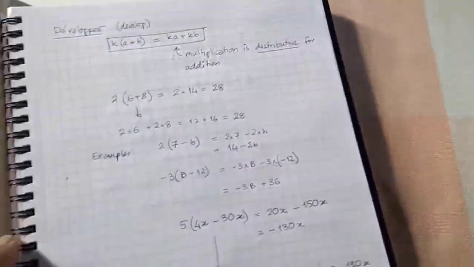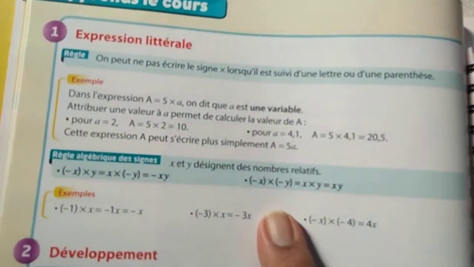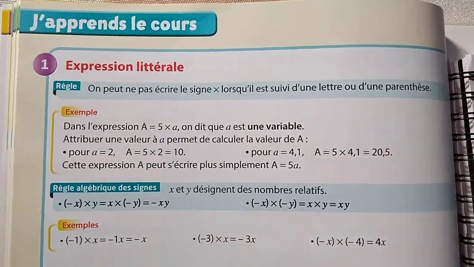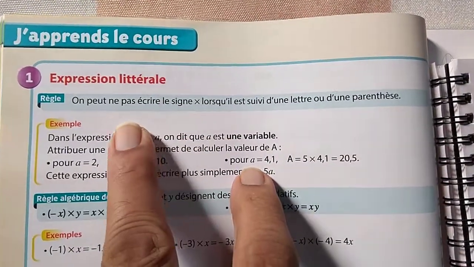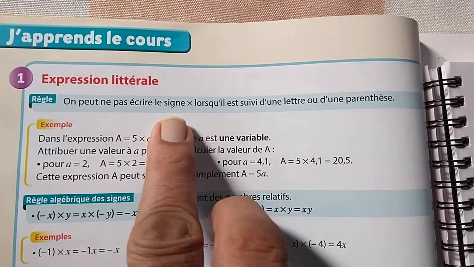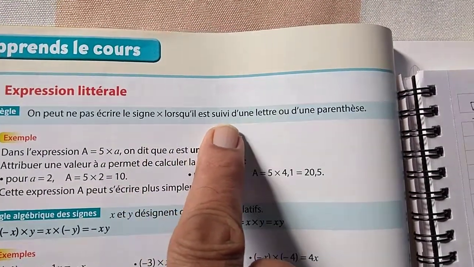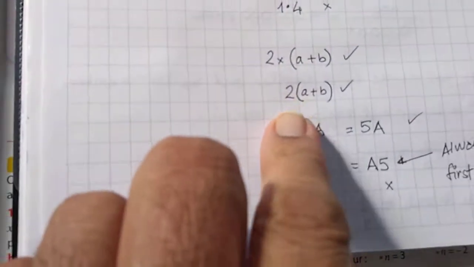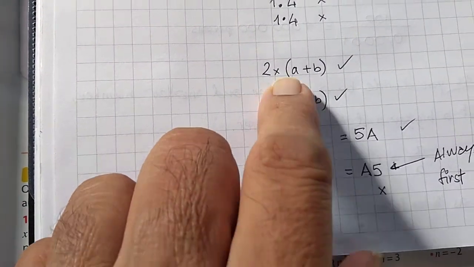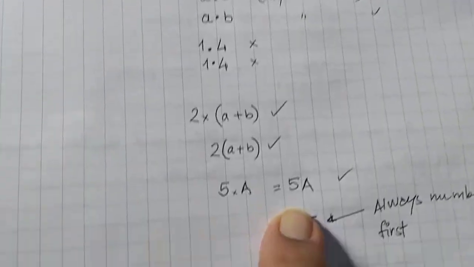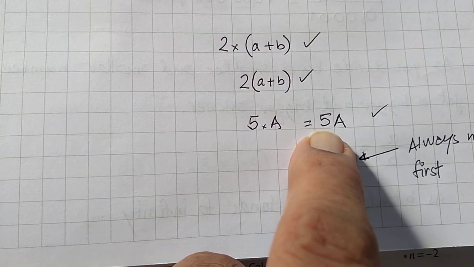And here, I'm going to go through this slowly so you can read it later on. The first part, they just explain what I've just explained to you. On peut ne pas écrire le signe multiplication lorsqu'il est suivi d'une lettre ou d'une parenthèse. This is what I said here, that if it is followed by a bracket, you don't need to put the sign, and if it is followed by a letter, you don't need to write 5 into A.